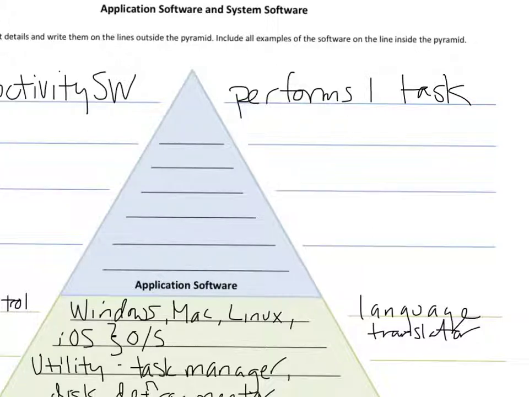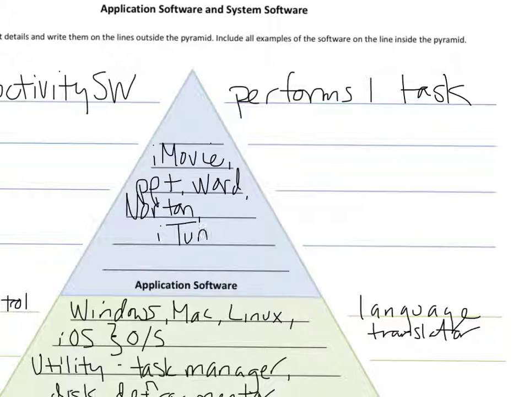All right, now what do you guys have written on the inside for examples? iMovie, PowerPoint. What else? Word. Okay. Like Norton. I'll write Norton down. How about iTunes? All right, those are all application software.